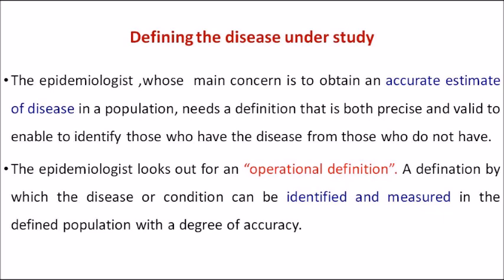And the epidemiologist always looks out for an operational definition. What is an operational definition? It is one by which a disease or a condition can be identified as well as measured, because we want to quantify everything. We want to know about the measurement, right? So that is what we'll always look for, an operational definition of the defined population with a degree of accuracy.